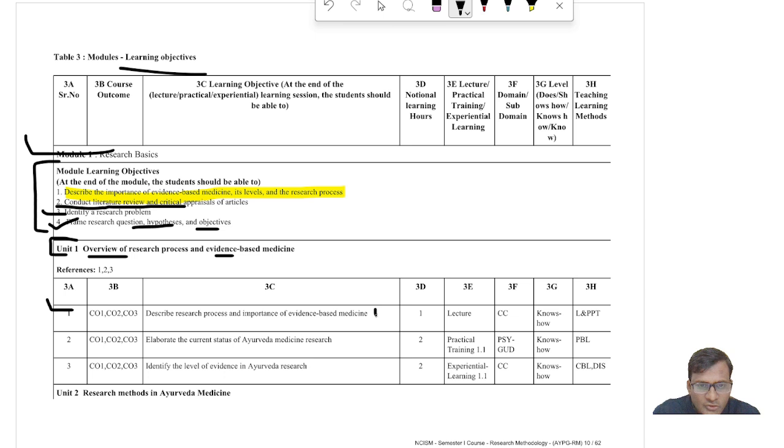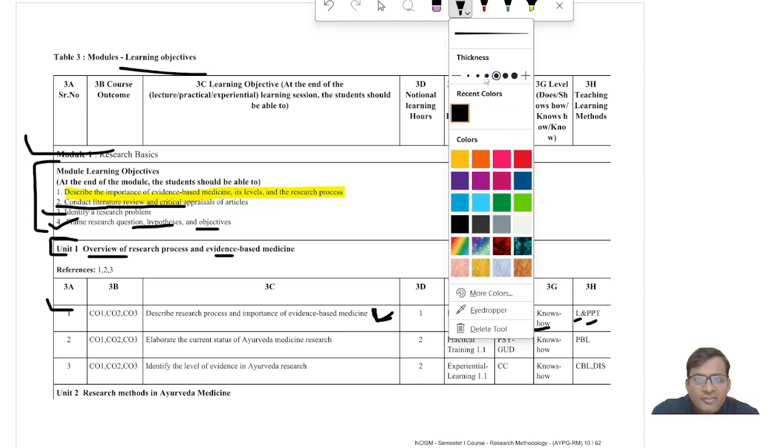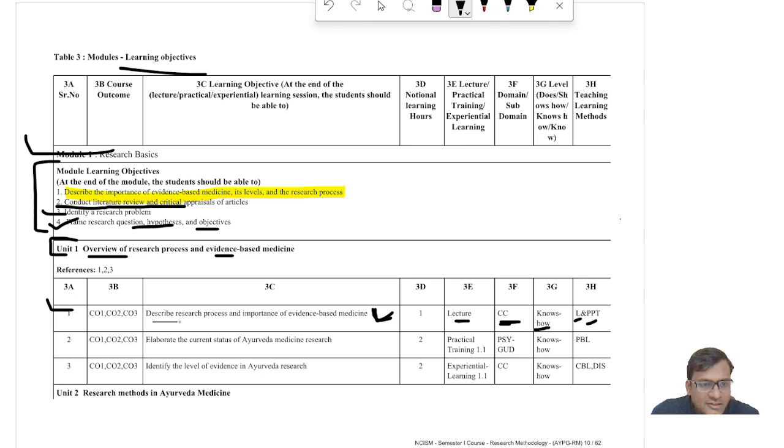This particular point will be explained with lecture method, and this is cognitive domain, which will affect the cognitive domain. Then the level is knows how. Then the teaching learning methods are lecture and PPT. So notional learning hours means, this particular point, describe research process and importance of evidence based medicine, should be covered in 1 hour, and teaching should be done with the traditional lecture method, where you can use the lecture method and PPT presentation.